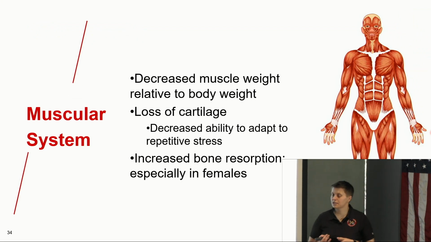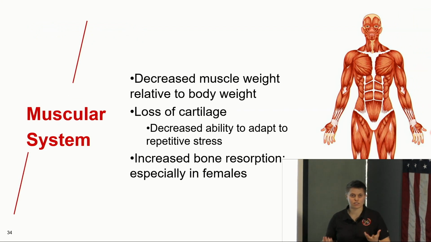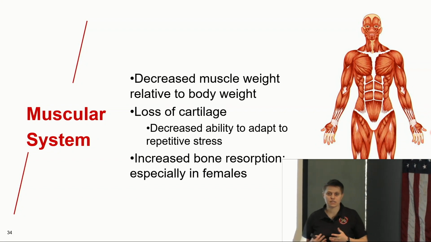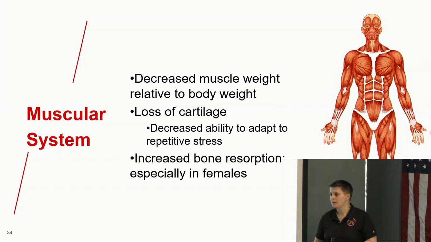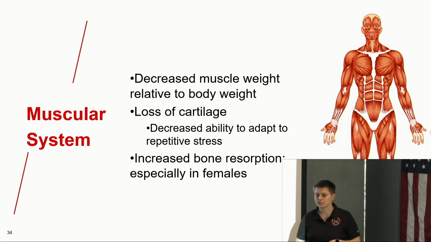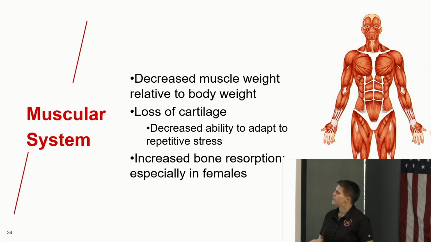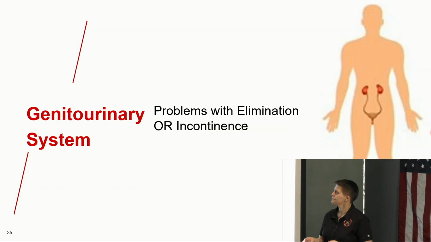In terms of the muscular system, there's loss of muscle bulk relative to the rest of the body. There's loss of cartilage, so this means that the body can't adapt to repetitive stress the way it could before. I'm sure we all know family members who have had knees or hips replaced, right? They just cannot recover from even those normal, typical stresses. And then there's increased bone resorption, so this contributes and feeds back into the skeletal system as well, and can contribute to that increased risk of fractures.